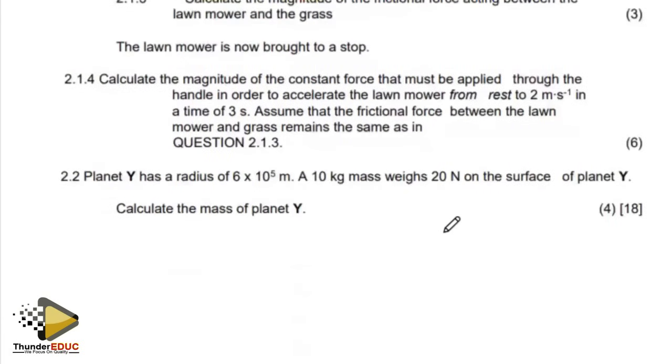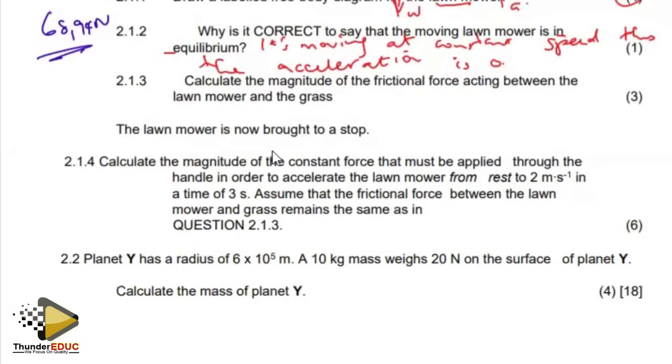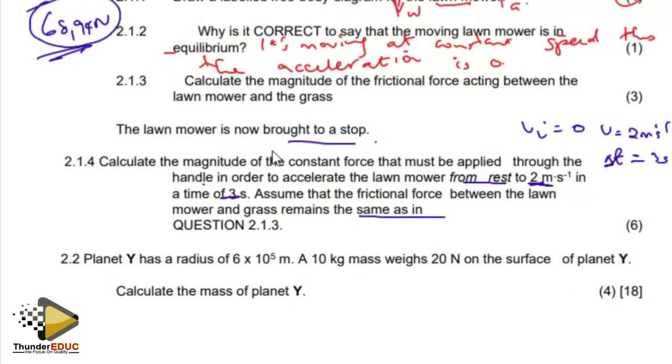Okay, then the next part, they're telling us that the lawnmower comes to a stop. Calculate the magnitude of the constant force that must be applied through the handle in order to accelerate the lawnmower from rest up to 2 m/s in a time of 3 seconds. So we have our V initial as 0. The velocity with which the lawnmower is moving is 2 meters per second, within a time of 3 seconds. Assume that the frictional force between the lawnmower and the grass remains the same, 68.94.